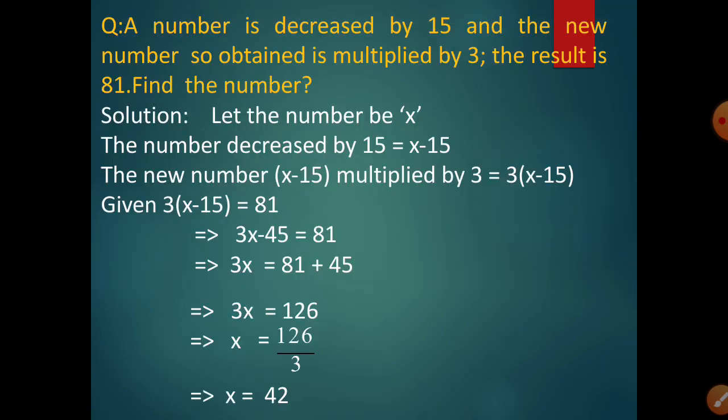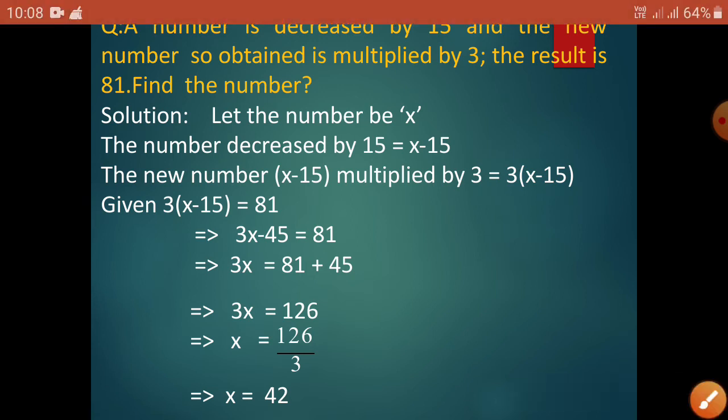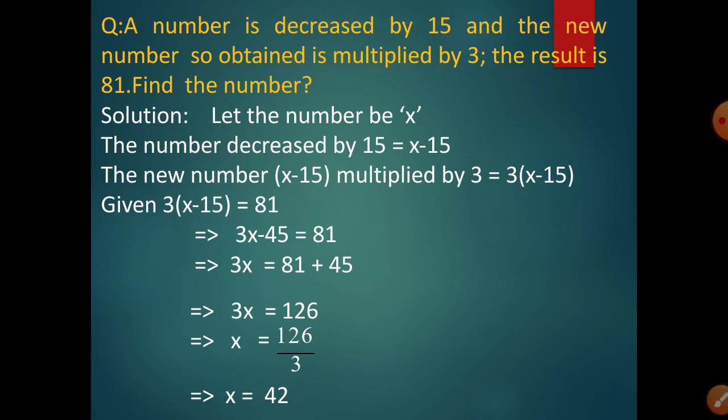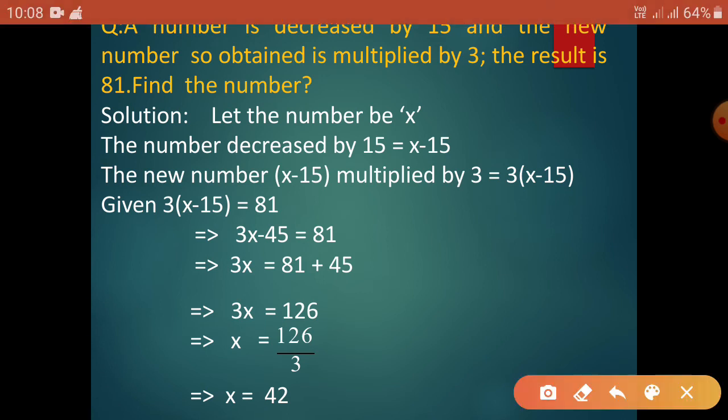Suppose we are taking one word problem. Here the question is, a number is decreased by 15 and the new number so obtained is multiplied by 3. The result is 81. Find the number. So we have to find the number. When the question is that you have to find the number, you have to assume the number as some variable. Here we are taking it as x. Suppose the number is x.